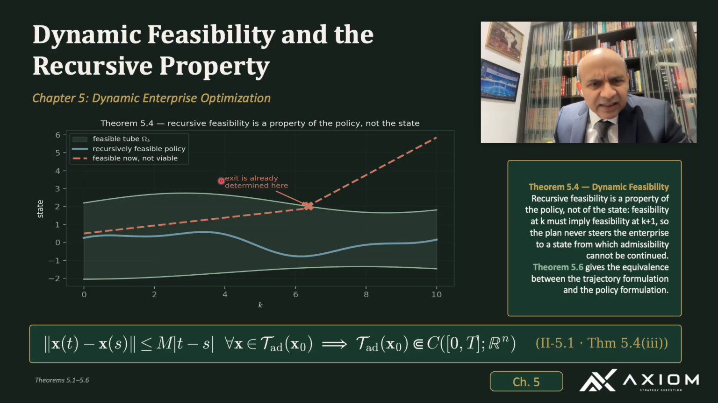So let's have a look at this chart. Recursive feasibility is a property of the policy. A state may be feasible today, yet a poor policy can still steer the enterprise toward an unavoidable future exit from the feasible region. As you can see, exit is already determined over here.